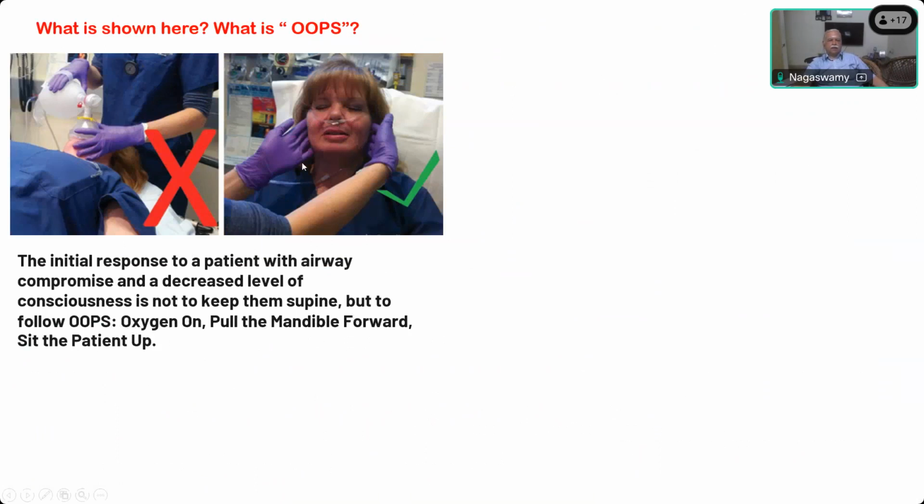Okay. So in an unconscious patient, when you want to oxygenate the patient, do not do this in a fully supine patient. Rather go for this. So this is called the WOOPS method.